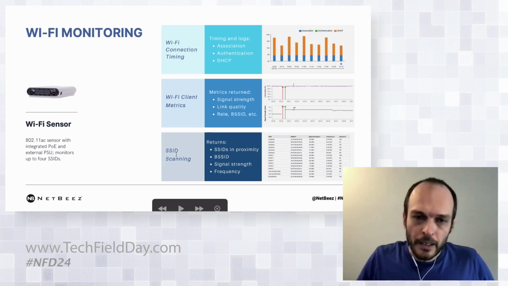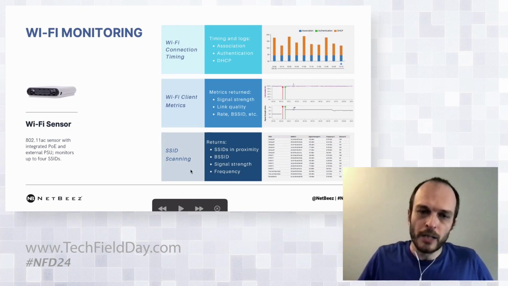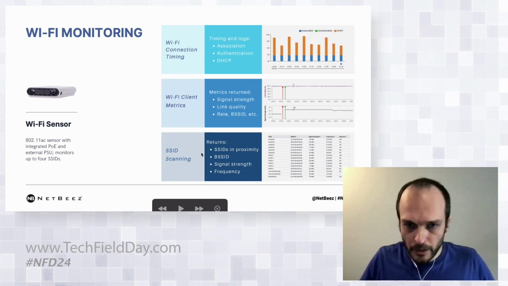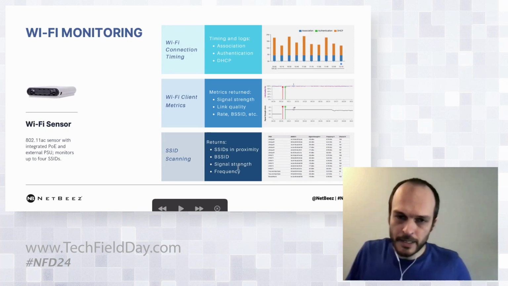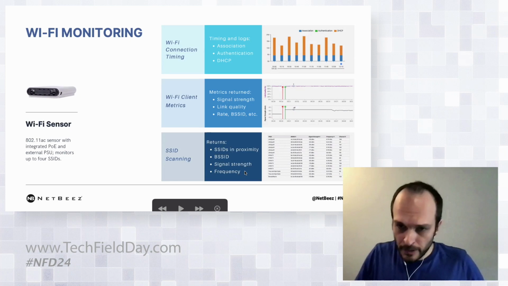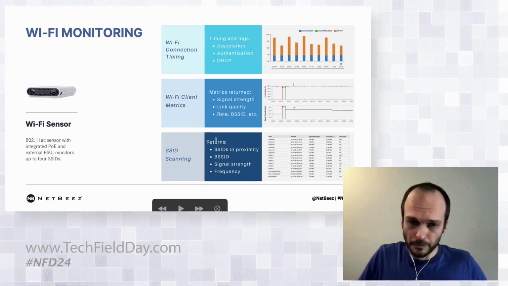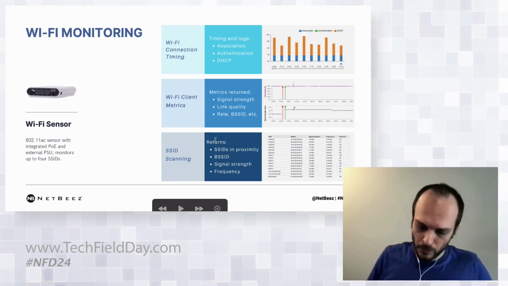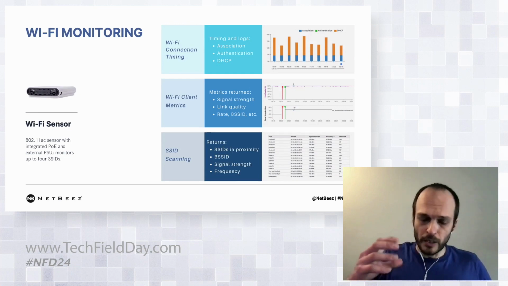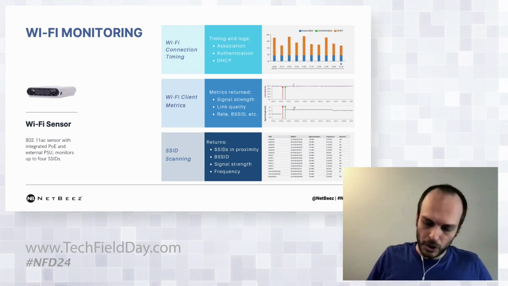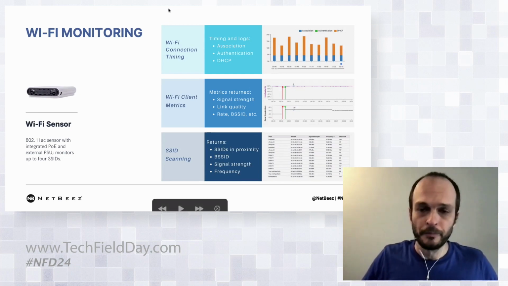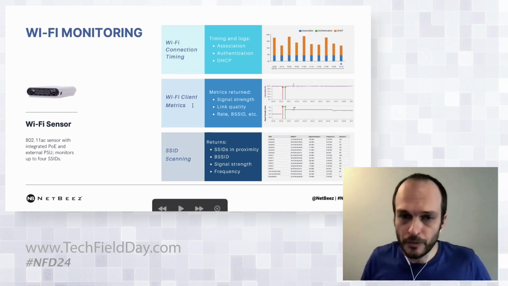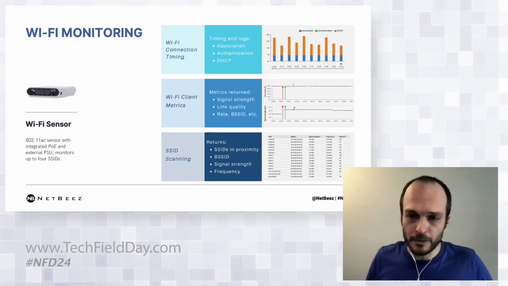And then finally, we also enable you to do ad hoc SSID scans, where the agent will return all the SSIDs in its proximity, BSSIDs, signal strength, frequency, and channels. That way you can view in one glance whether a channel is congested, so that you can adjust the configuration of the channels of your access points.